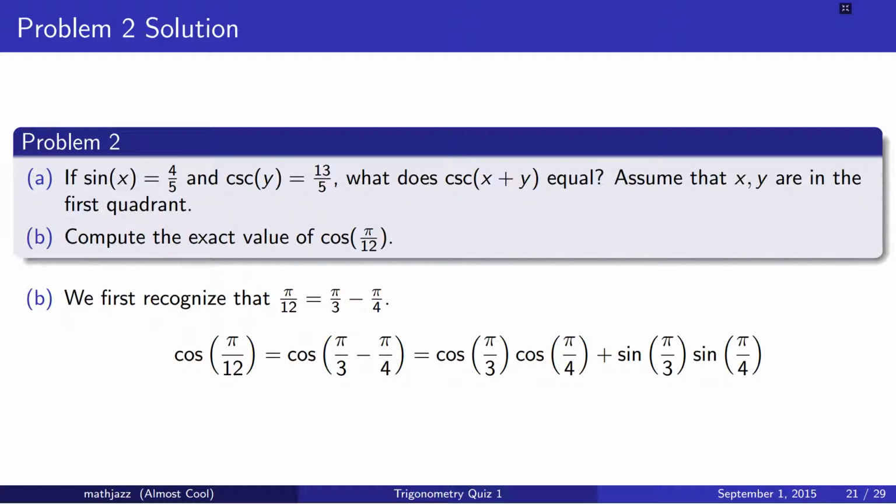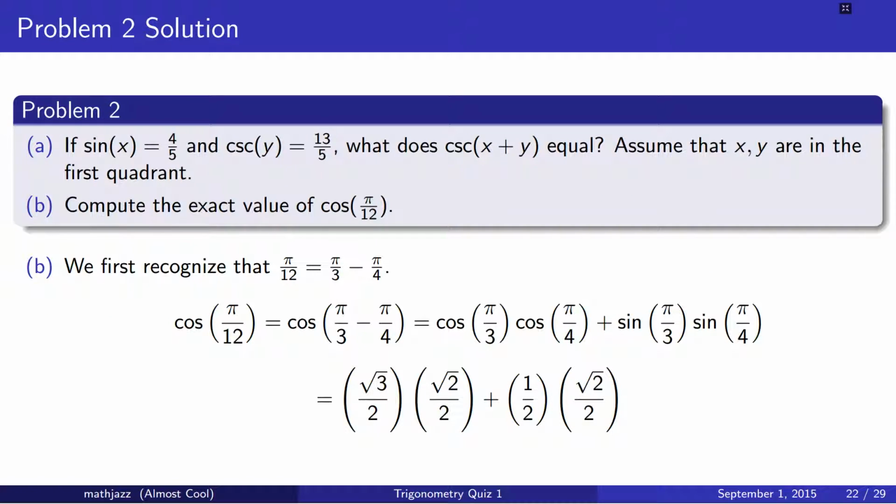All of these are reference angles, and so we have all of these values memorized, and we can plug all of them in like this. Again, at this point, it's just arithmetic to solve. The trigonometry is done, and we can leave the problem like this.